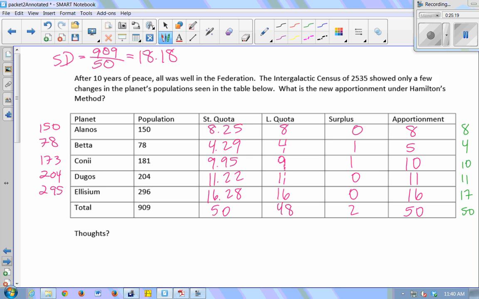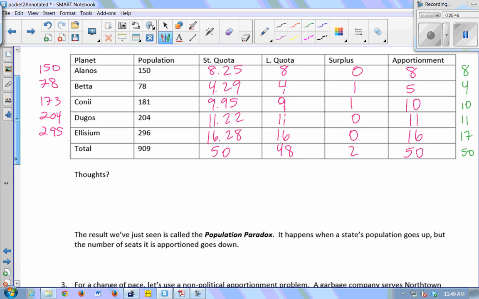Not even staying the same, they lost a seat. And then the one who grew the most, Coney, went from 173 to 181. Their apportionment stayed exactly the same. You would think the one who grew the most would get the extra seat, but we gave an extra one to someone whose population didn't grow and took one away from one whose population did grow, and left the one whose population grew the most alone.